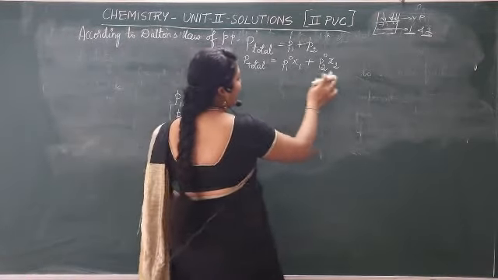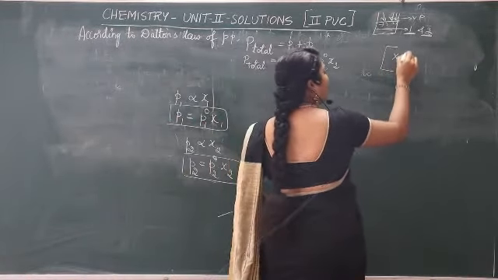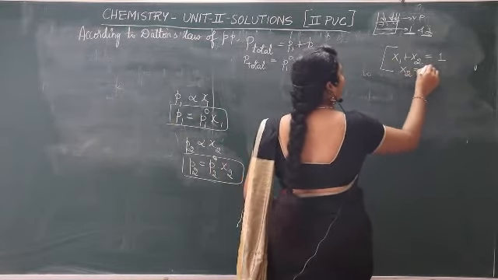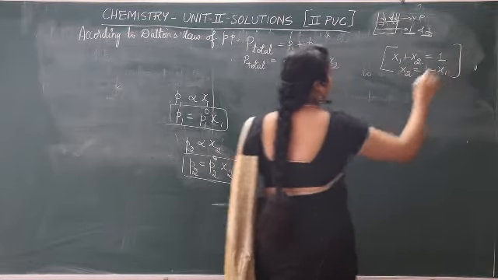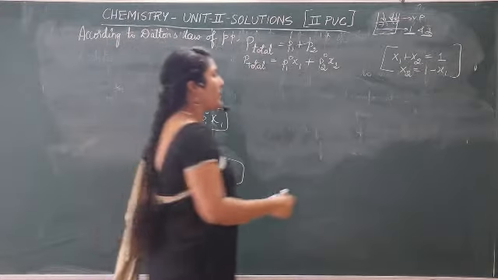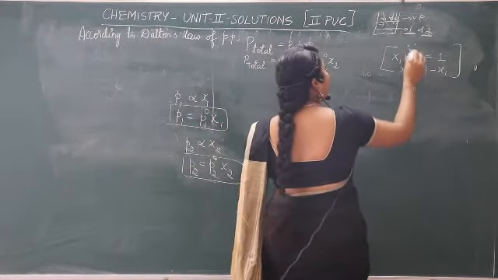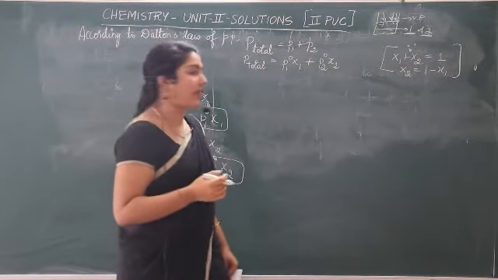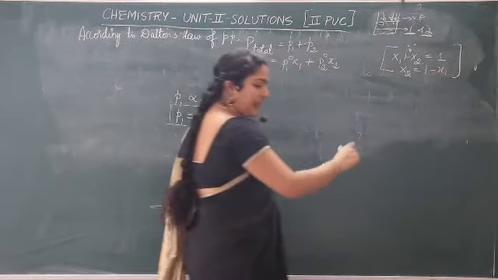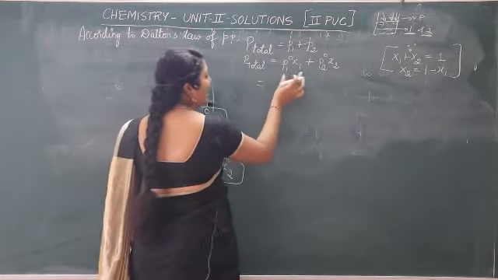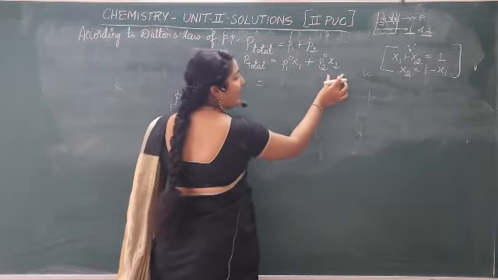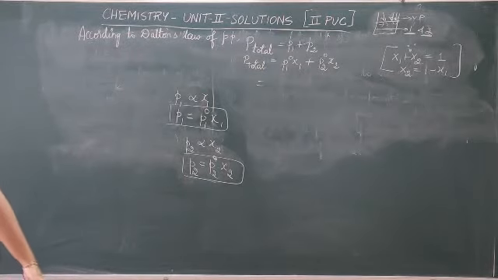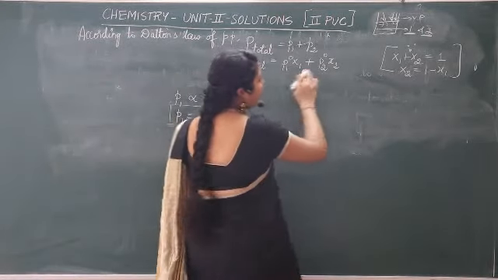Now here we have X1, X2, right? We know the mole fraction sum is equal to 1. Therefore, X2 is equal to 1 minus X1. That is mole fraction. As mole fraction X1 plus X2 is equal to 1, isn't it? You studied this relationship of mole fraction. Therefore, X2 means 1 minus X1. I'm going to substitute it here.